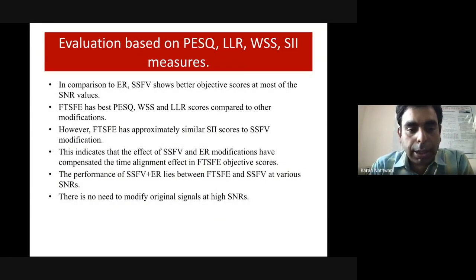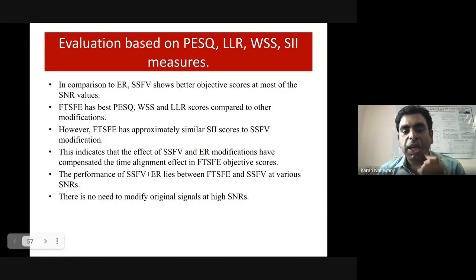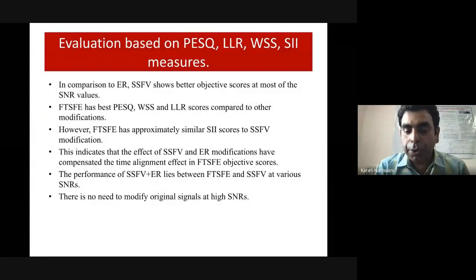Now, I've already explained this. The best method is coming out to be FTSFE, that is your combination, where you are able to improve the intelligibility while preserving the quality. Okay. I've already told you there is no need to modify the original sounds when they are played at very high SNRs, because at that moment the sound itself is very intelligible. And if you do that, artifacts will appear and become more and more audible to you.